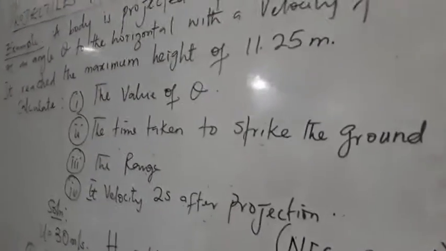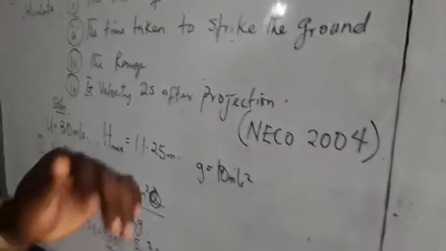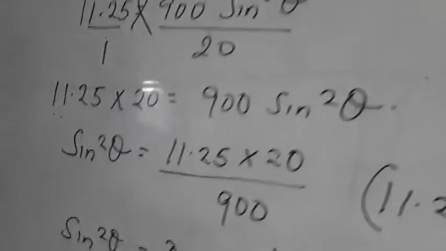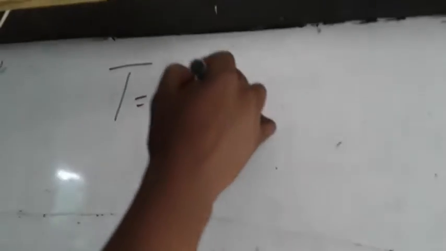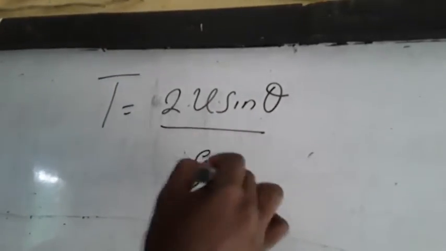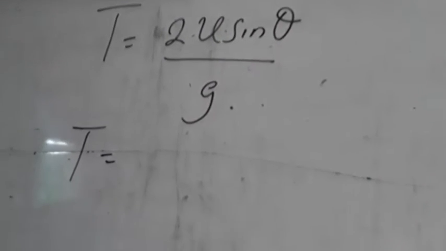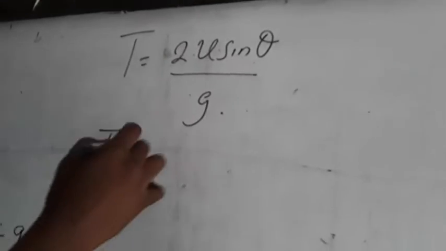Now number 2, they said that we should find the time taken to strike the ground. Meaning that what they are looking for is the time of flight. We have it as t equals 2u sine theta over g. So the time taken to strike the ground is also the time of flight.